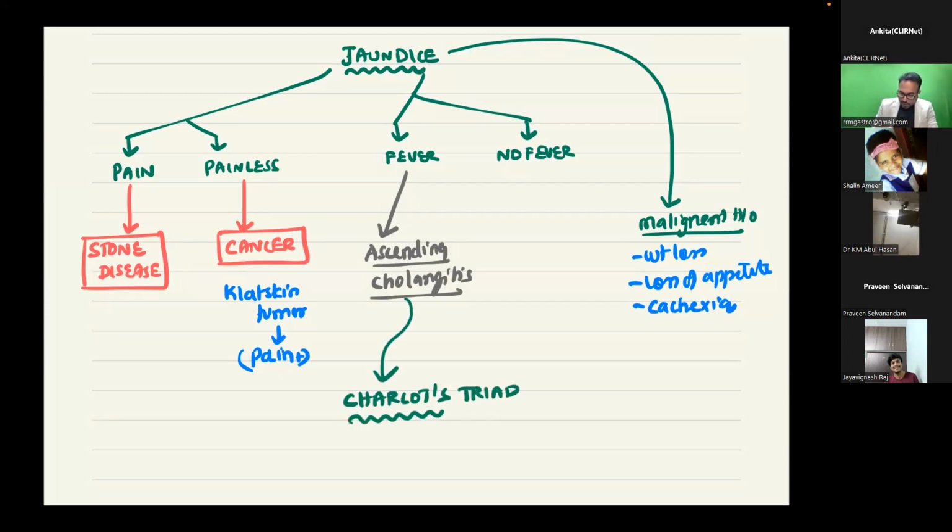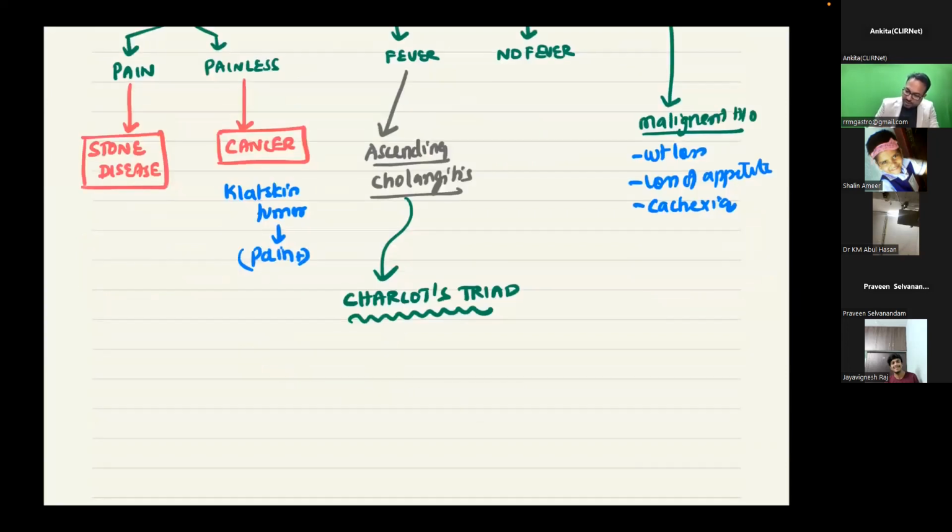An obstructive jaundice patient with the Charcot's triad. What are the features of Charcot's triad? Pain, jaundice, fever. Pain, jaundice, fever. These three present intermittently is known as Charcot's triad. Intermittent pain, intermittent jaundice, intermittent fever is known as Charcot's triad.